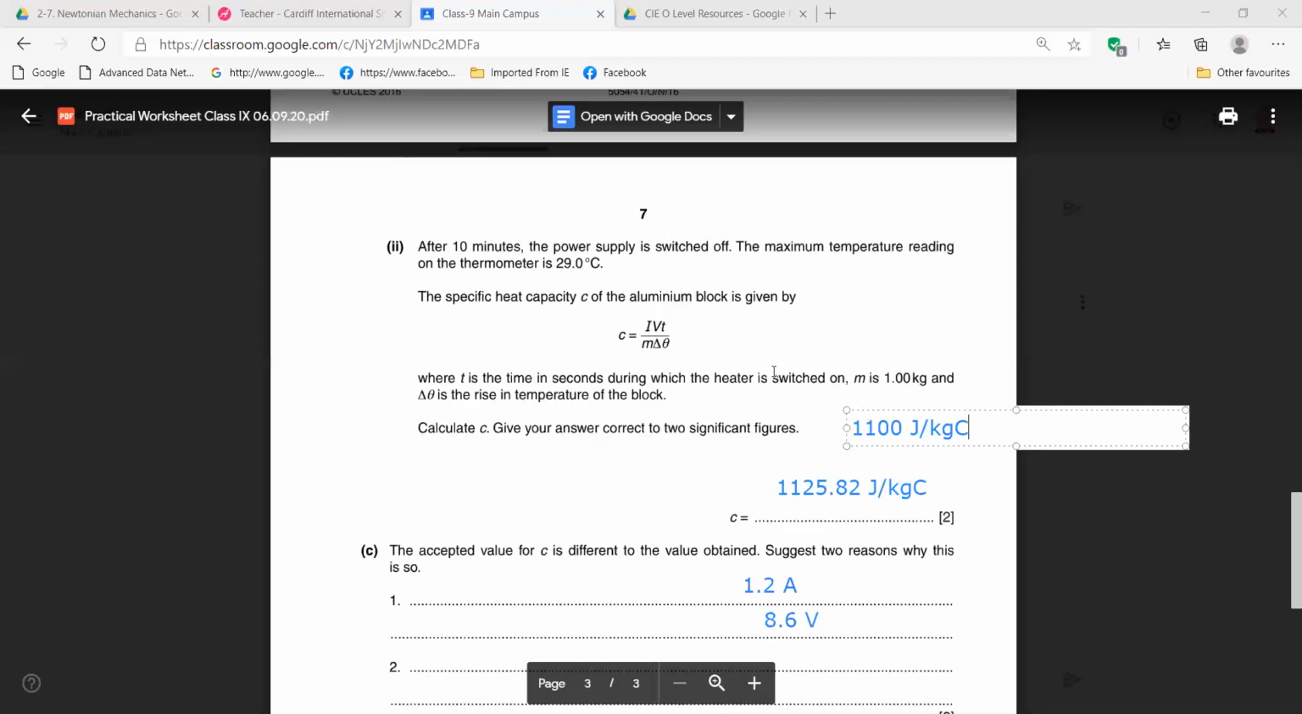Then normally, for stopwatch, we always take the average because there might be some random error, right? To reduce the random error, we have to take the average. Maybe you are taking three readings or five readings, then you are taking the average. Yes, sir, I know that, sir.